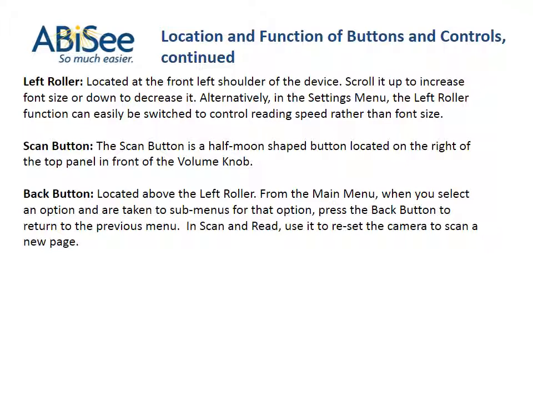Scan button. The scan button is a half-moon shaped button located on the right of the top panel in front of the volume knob. Back button, located above the left roller. From the main menu, when you select an option and are taken to sub-menus for that option, press the back button to return to the previous menu. In Scan and Read, use it to reset the camera to scan a new page.